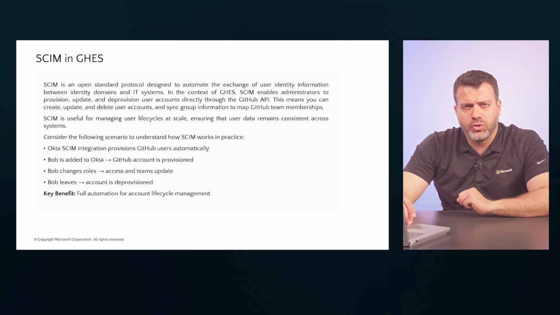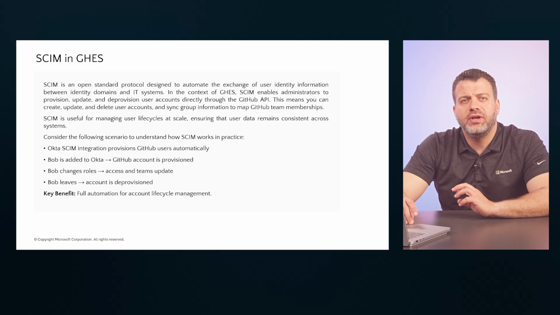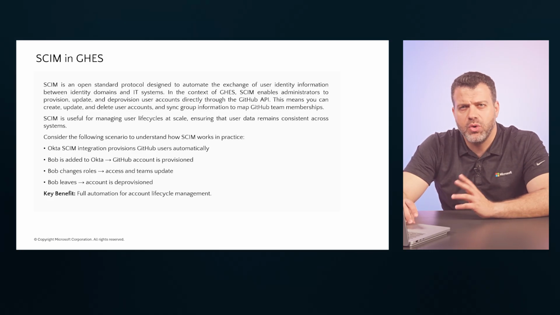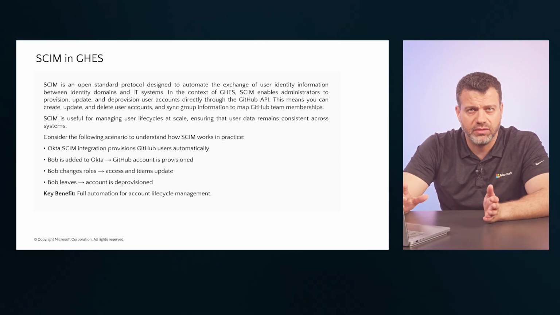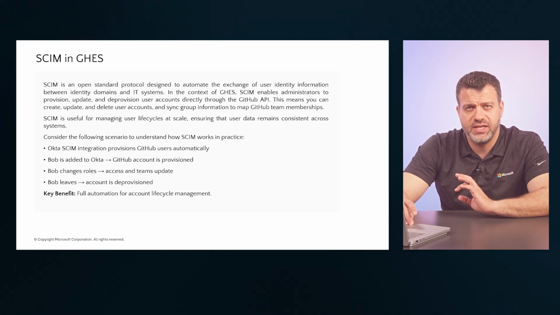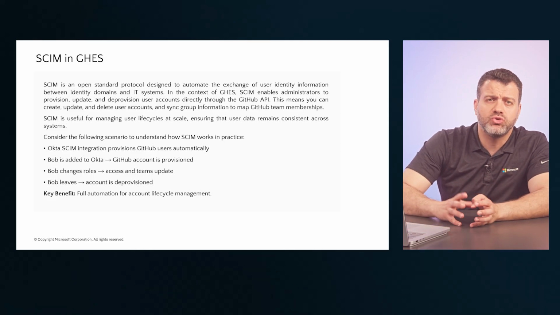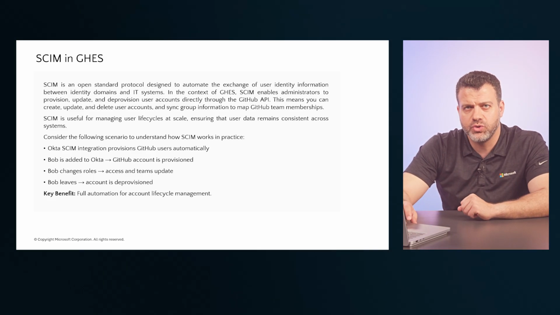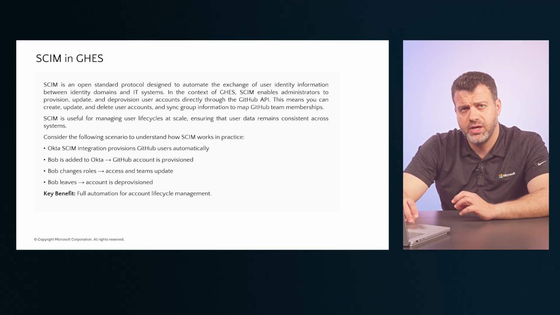Now let's look at SCIM in real-world scenarios. SCIM connects your identity provider to GitHub and keeps your data fully synchronized. Let's say you're using Okta or Entra ID: a user is added, and a GitHub account is automatically created. The role changes, access updates, and when the user leaves, their access is immediately removed. This ensures your GitHub always reflects a source of truth, which is your identity provider. So it eliminates any update conflicts or other issues that might happen there. So SCIM ensures users' access is always accurate from onboarding to offboarding.